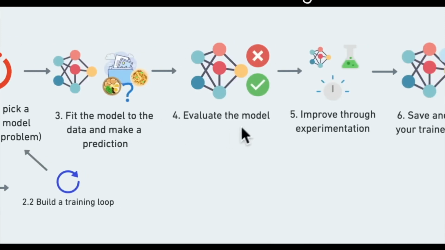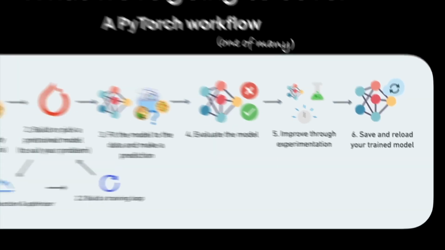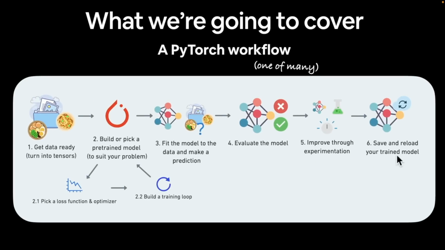We'll evaluate our model to see if it's predicting BS or it's actually going all right. And number 5, we're going to improve through experimentation. That's another big thing that you'll notice throughout machine learning, throughout this course, is that it's very experimental, part art, part science. Number 6, save and reload your trained model. Again, I put these with numerical order, but they can kind of be mix and match depending on where you are in the journey. But numerical order is just easy to understand for now.